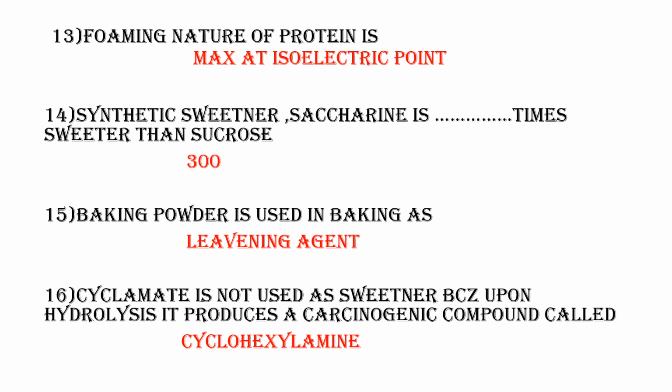15th question. Baking powder is used in bakery as a leavening agent. We are using baking powder in baking. 16th question. Cyclamate is not used as a sweetener because upon hydrolysis it produces a carcinogenic product. Name that compound. That is cyclohexylamine.